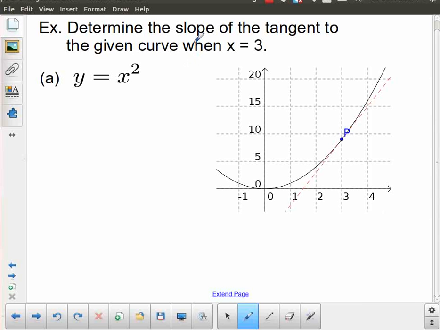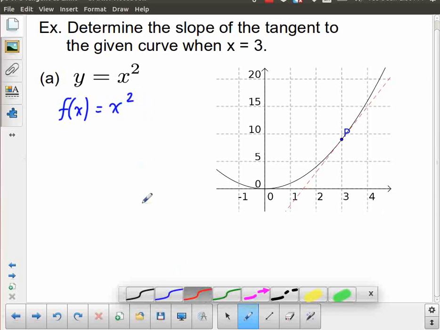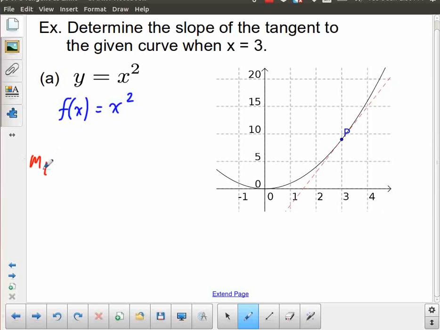But the way that I'm going to do this is I'm going to use this idea of a limit. Now, what we're going to find out here is that because this is a polynomial, we're always going to be able to use the limiting idea. So first of all, I'm just going to rewrite this as f of x equals x squared. I'm going to remind you of what we had on our previous page, which is the slope of the tangent is the limit as h approaches 0 of f of a plus h minus f of a over h.